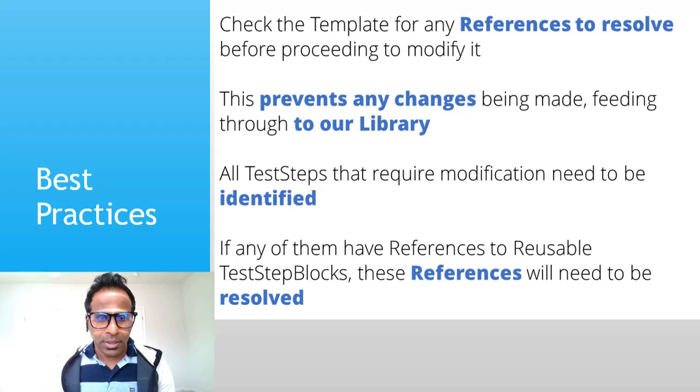That's the reason it is very important that all test steps that require modification within the template need to be identified first. Once you identify the test steps that need to be modified, then if any of them have references to reusable test step blocks, these references will need to be resolved. This is a very good best practice for everyone to follow.